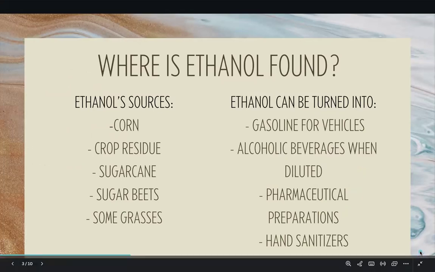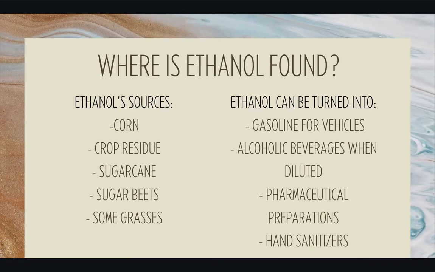So where's ethanol found? Ethanol sources are corn, crop residues, sugarcane, sugar beets, and some grasses, which then it can be turned into gasoline for vehicles, alcoholic beverages when extremely diluted, pharmaceutical preparations when dealing with antibacterials, and you'll see it in your everyday lives with hand sanitizer.